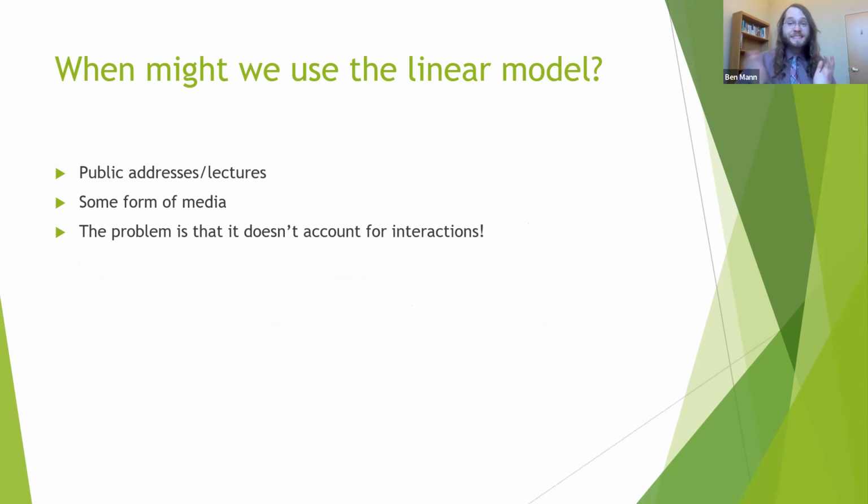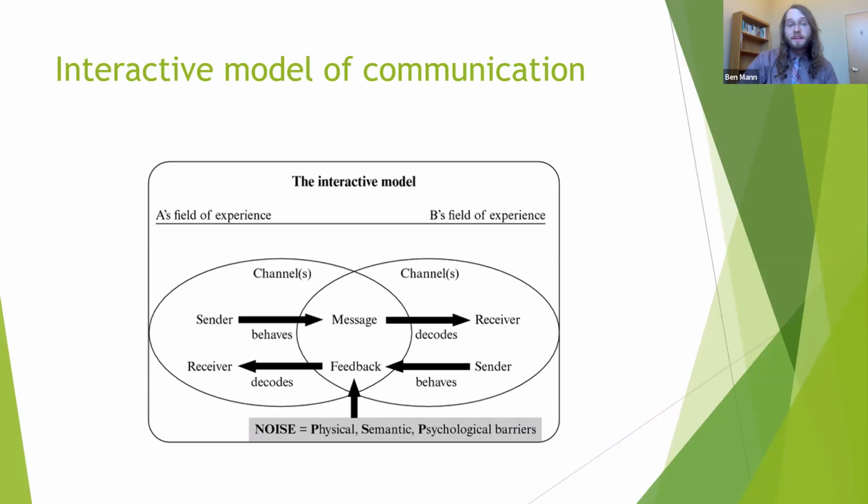But the linear model doesn't necessarily think about how our communication is interactive. It's not always a one-way form. For instance, the interactive model of communication suggests that we're kind of going between sender and receiver. We're sending a message, somebody's taking a message, and we're responding back. If you're having a conversation with a friend or family member, you're telling them about your day and they're nodding or changing the subject or interrupting you or saying, aha, or interesting, and you're responding to that.